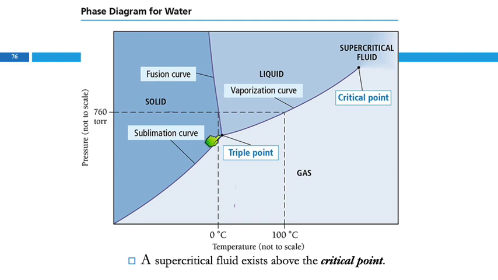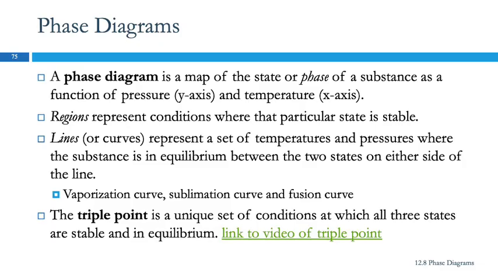This is called the triple point, which is the point in pressure and temperature where you can have all three states existing together: a solid, a liquid, and a gas. That just kind of sounds impossible, doesn't it?